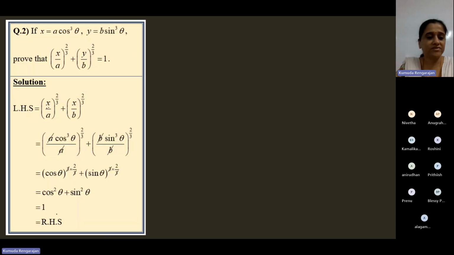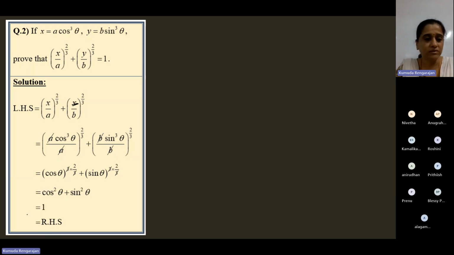So see here, x is this one by a plus, oh, this is y. I've made a print, meaning typing error. This is y, children. So y is b sine cube theta. You can see it here by b. So what happens? A gets cancelled. B gets cancelled. And now by the law of exponents, when the base has more than one power, we have to multiply the powers. So the base is cos theta. The power is 3. And again, there's another power 2 by 3. So multiply the powers, 3 into 2 by 3.